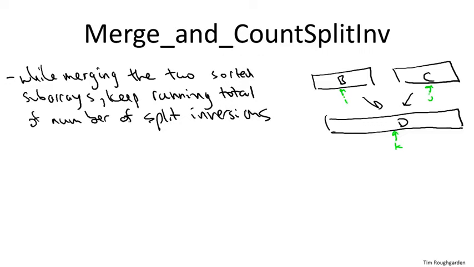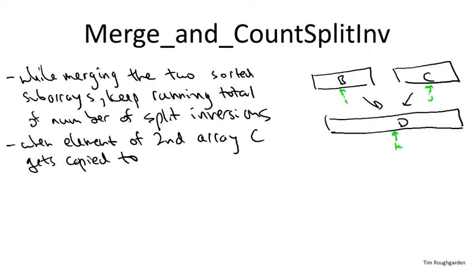So what's the increment? Well, what did we just see? We saw the copies involving B don't count. We're not going to look at split inversions when we copy over from B, only when we copy over from C. Every split inversion involves exactly one element from each of B and C, so we may as well count them via the elements in C. And how many split inversions are involved with a given element of C? Well, it's exactly how many elements of B remain when it gets copied over.